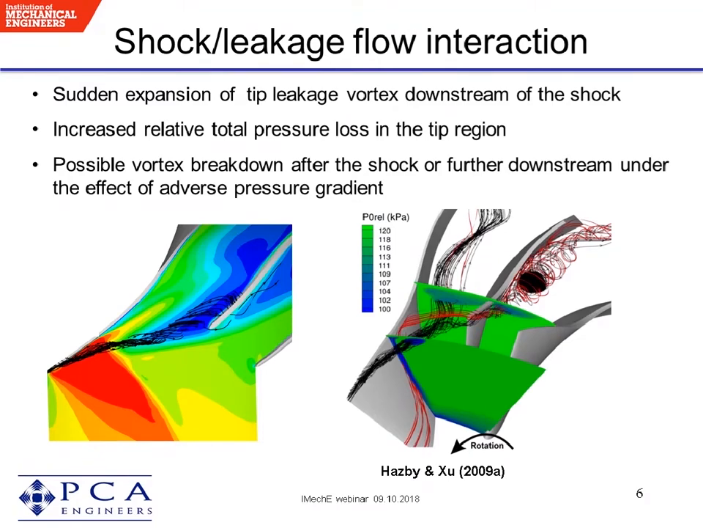Another source of aerodynamic loss is the interaction between the shock and the leakage flow, which can result in sudden expansion of the leakage vortex and possible vortex breakdown downstream of the shock. The resultant relative total pressure deficit originating from boundary layer and leakage flows can result in early breakdown of the flow when they interact with adverse pressure gradient inside the passage. So overall, these make the performance of transonic impellers very sensitive to the design of the tip section.